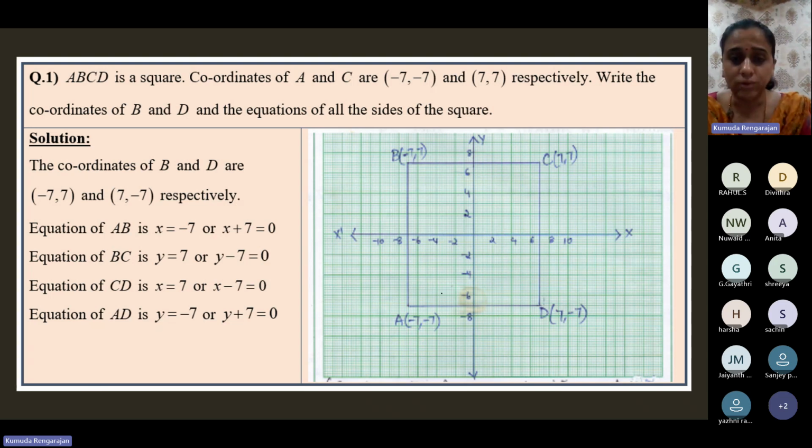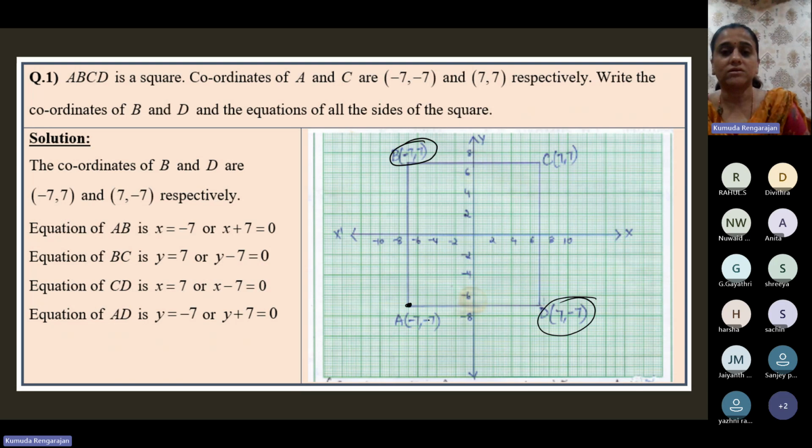It's not mandatory to plot, but you can always plot so that you're sure about your answer. This graph is optional. It's not asked in the question, but even if you're not provided a graph paper, you can just draw the X and Y axis, mark off the points, plot, and answer the question. Okay. So you can make out from the graph that the coordinates of B and D are -7, 7 and 7, -7 respectively.